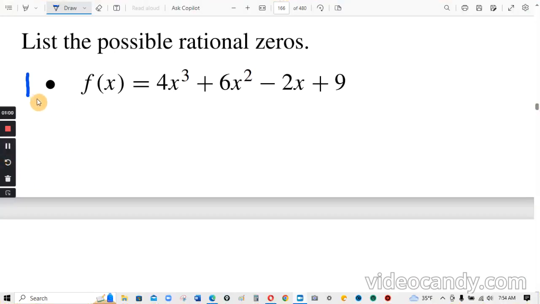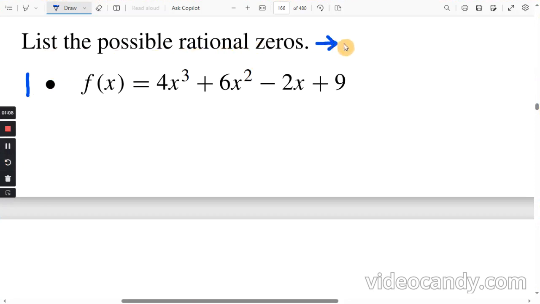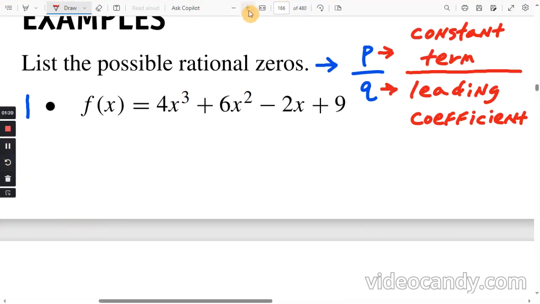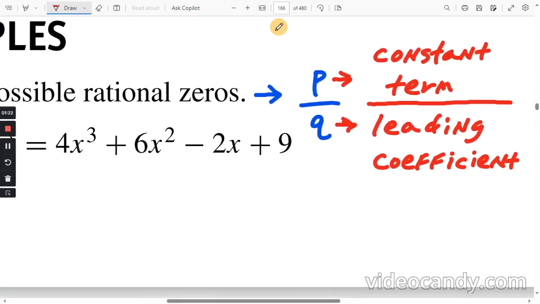All right, let's look at example 1. They want us to list the possible rational zeros. Remember that we said the zeros are going to be in the form of p over q. And basically, we said it in the write-up. For the numerators, the potential numerators, p, that's going to be the factors of the constant term. And the potential denominators, q, that's going to be factors of the leading coefficient.